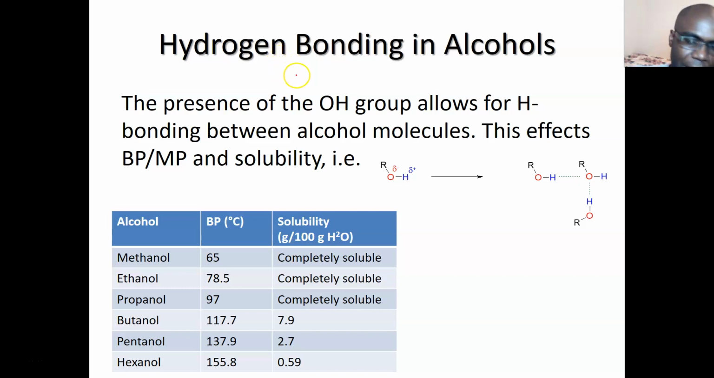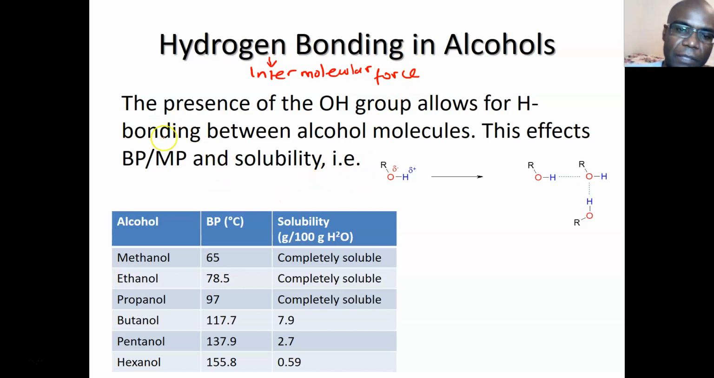Hydrogen bonding. You've heard of hydrogen bonding so many times. Hydrogen bonding is simply the attraction of one molecule to another. This is an intermolecular force of attraction. I think we discussed this before, so you see it here again.